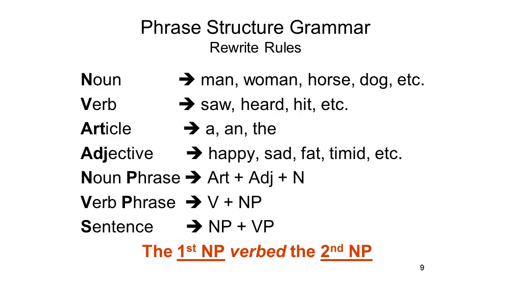A noun phrase consists of an article plus an adjective plus a noun. A verb phrase can be rewritten as a verb plus a noun phrase. And a sentence can be rewritten as a noun phrase plus a verb phrase. So a simple declarative sentence takes the form of the first noun phrase verbed the second noun phrase. And it turns out that these few rewrite rules, applied just to the 13 words shown on this slide, can generate almost 5,000 different sentences, all with the form the first noun phrase verbed the second noun phrase.